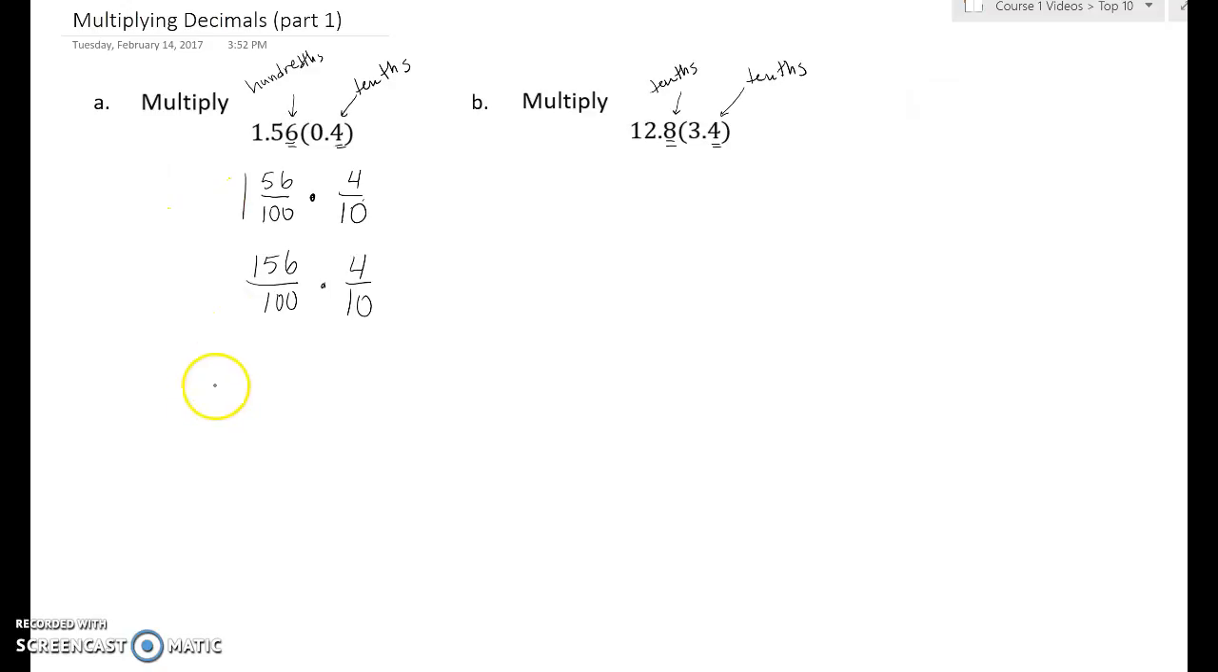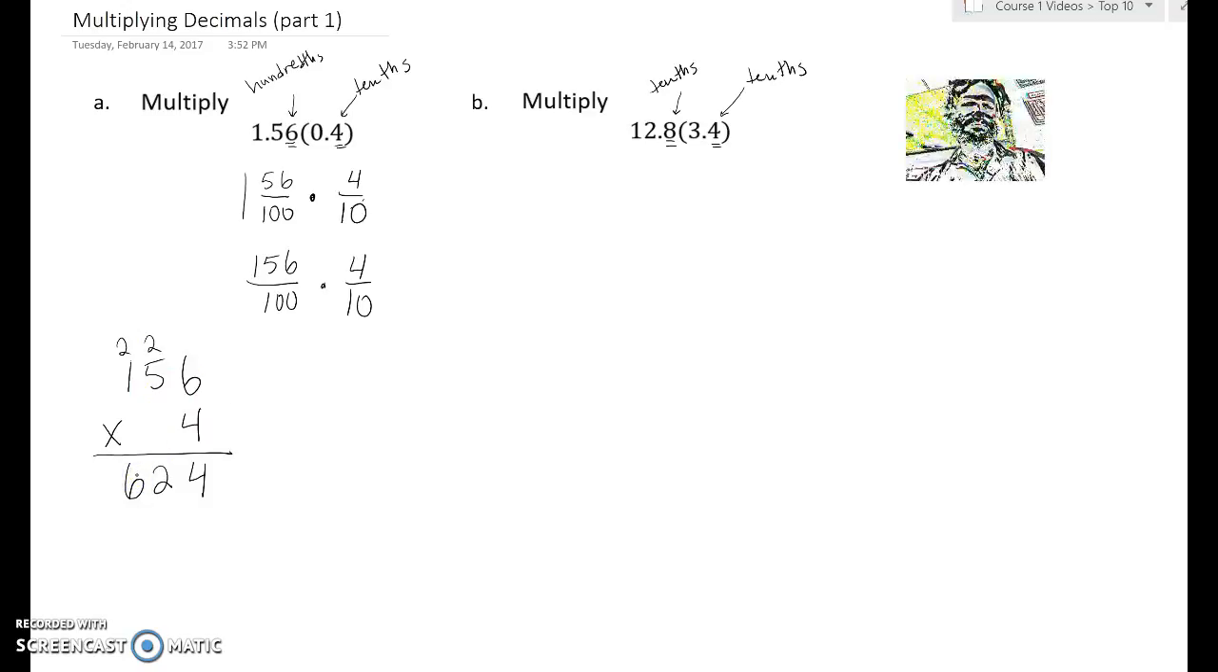So if I take 156 times 4, and then just do the algorithm. 6 times 4 is 24, carry the 2. 4 times 5 is 20, plus 2 is 22. And 4 times 1 is 4, plus 2 is 6. So 624. All right. So that makes the numerator 624.